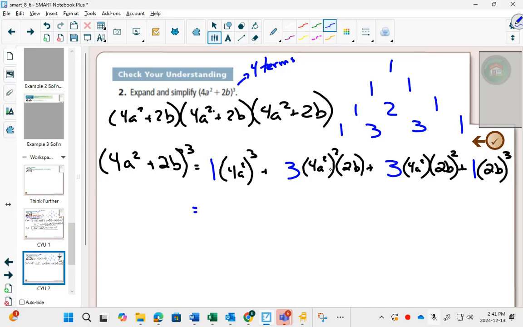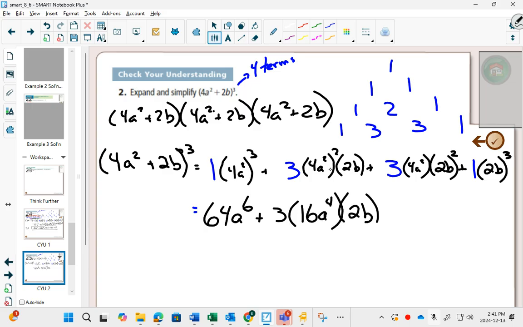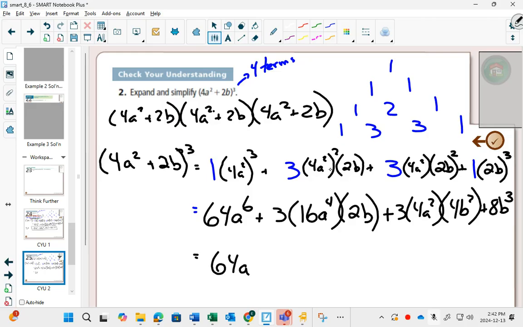Which would give us 4 cubed, 64a to the 6 plus 3. Again, I'll just take my time and do it one step at a time. I'll do all of the exponents first. And then after my exponents, 48 times 2 is 96. a to the 4b, 16 plus 48, a squared b squared.